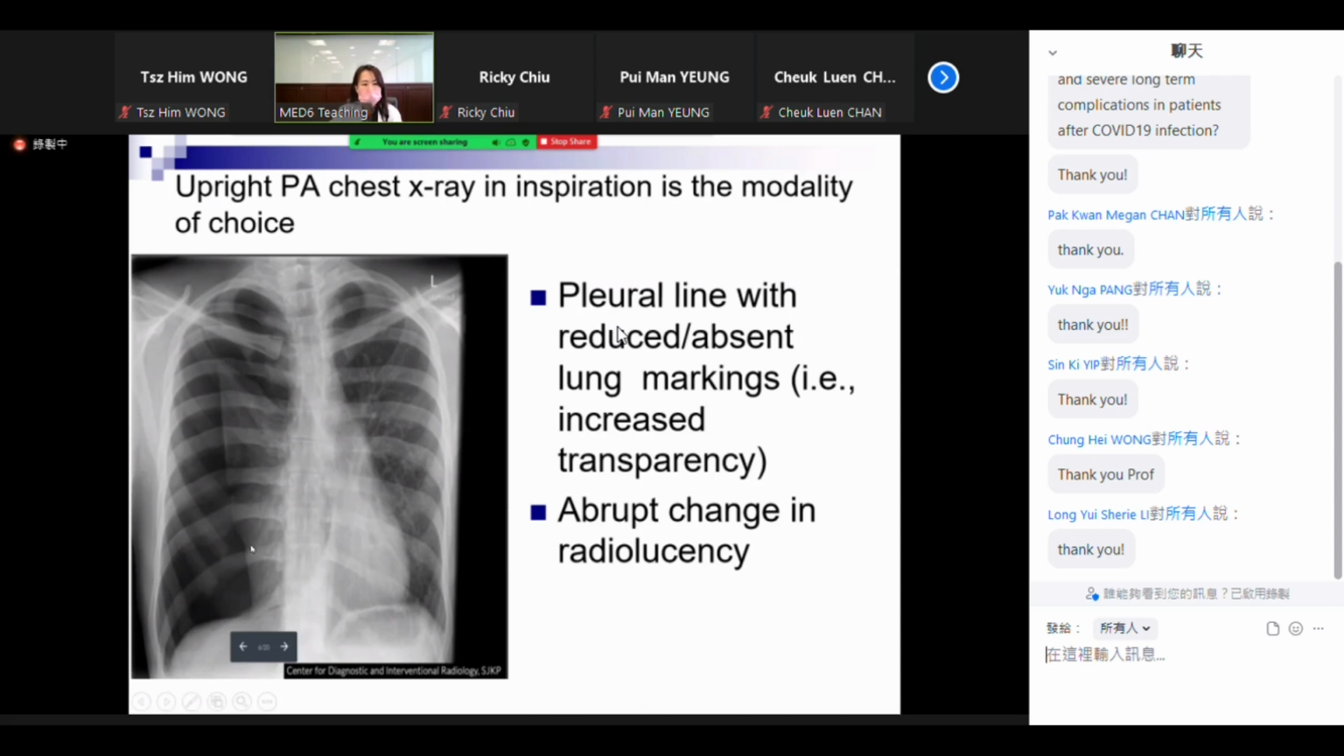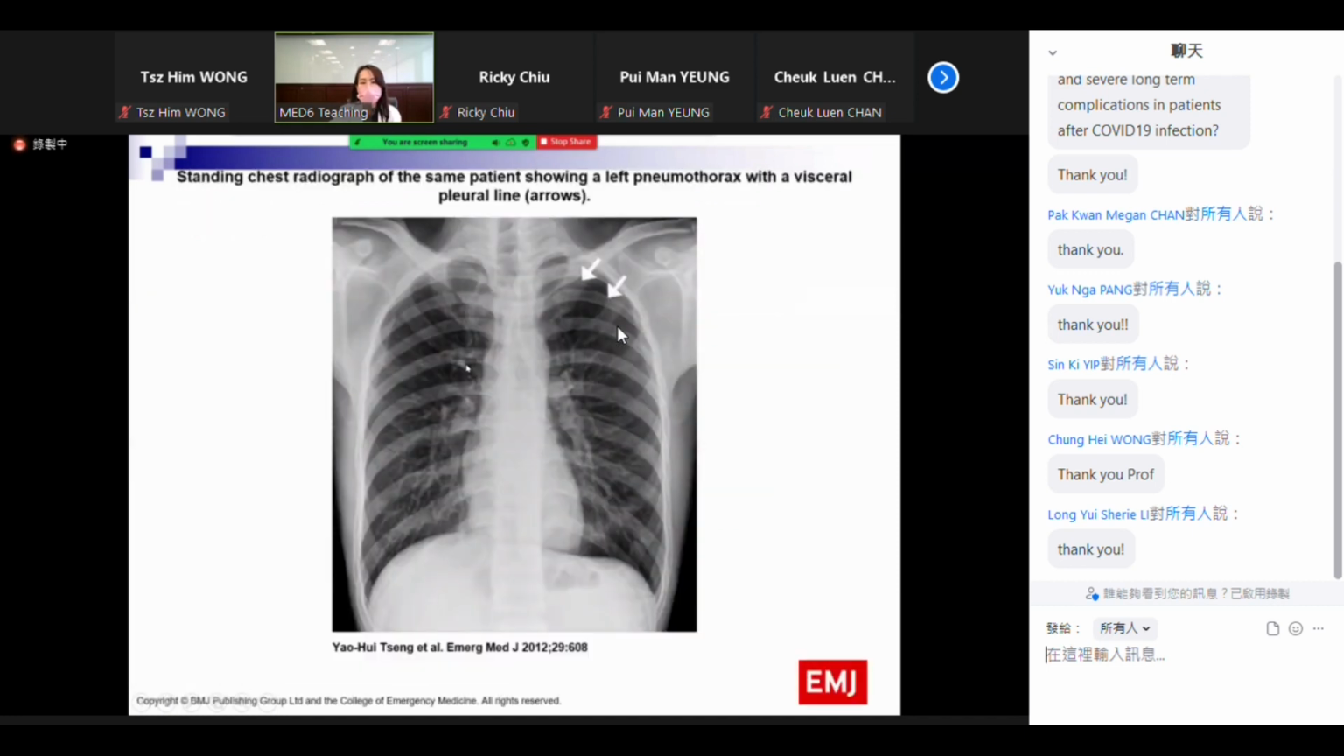So outside the pleural line, there's absence of lung marking. When you read the chest X-ray, you can see that there's lung marking, and then there's a sudden abrupt change in radiolucency. So this is very easy. It's very easily detected in the chest X-ray.